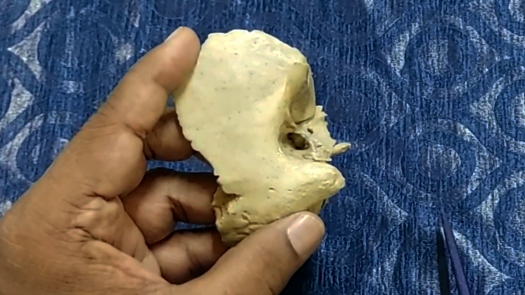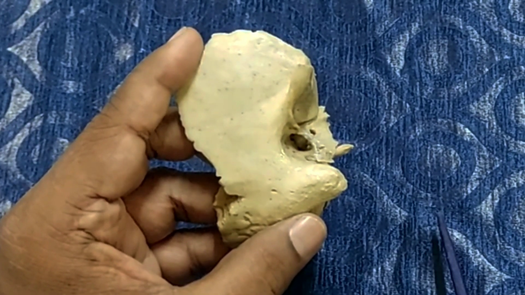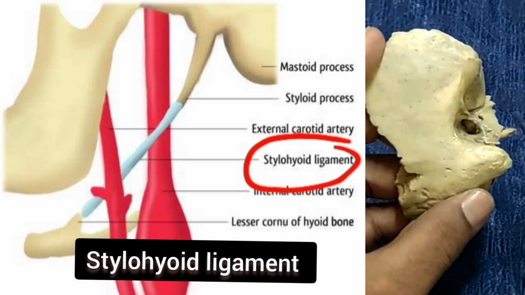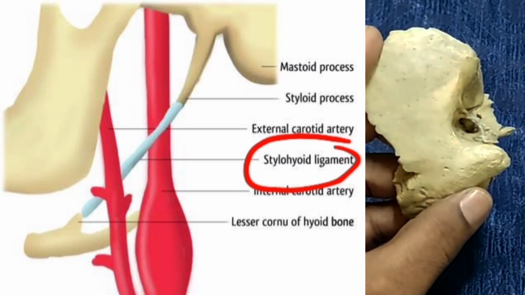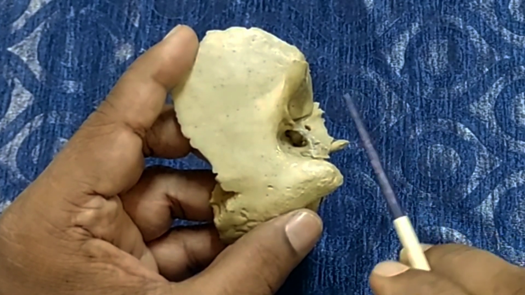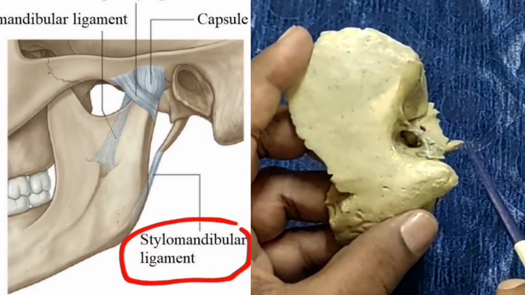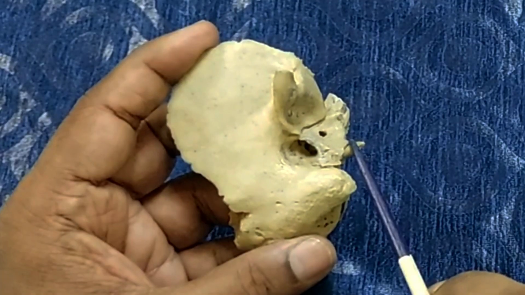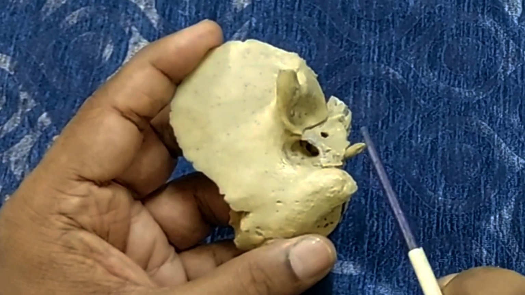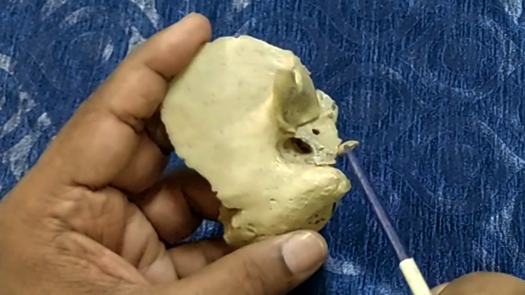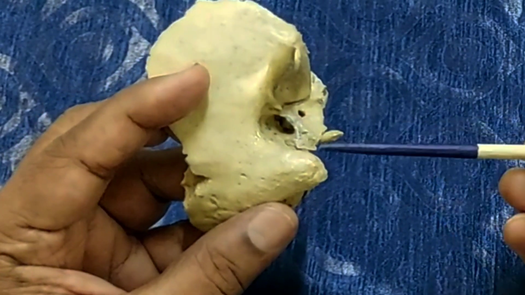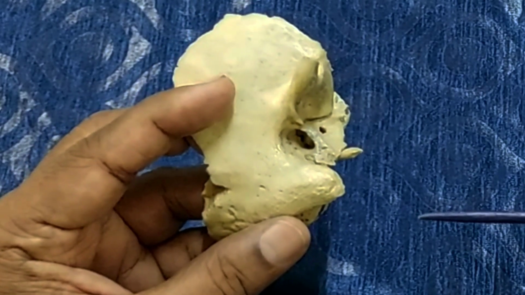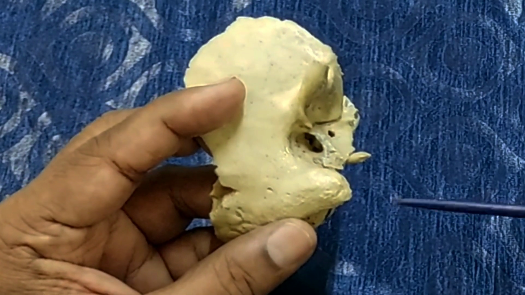And two ligaments are attached to the styloid process. One is the stylohyoid ligament, extending from the styloid process to the lesser cornu of the hyoid bone, and the other is the stylomandibular ligament, extending from the tip to the angle of the mandible. The styloid process is related to, or overlapped by, the parotid gland, through which one nerve and one artery enter the gland. The nerve is the facial nerve and the artery is the external carotid artery.